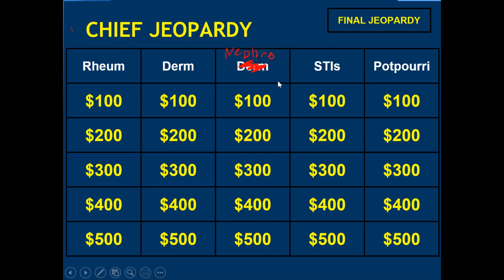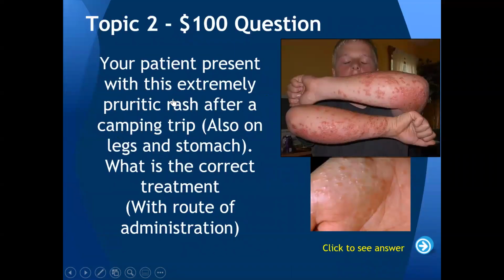Derm 100. A patient presents with an extremely pruritic rash after a camping trip. What is the correct treatment? The rash is all over his arms, his legs, and also on the patient's stomach, all over the body. Eric? Oral steroids. You are correct.